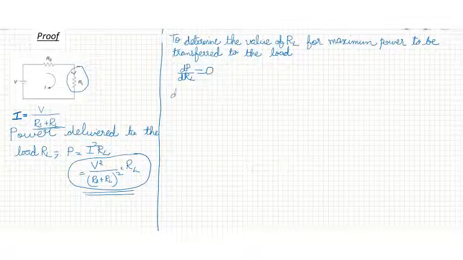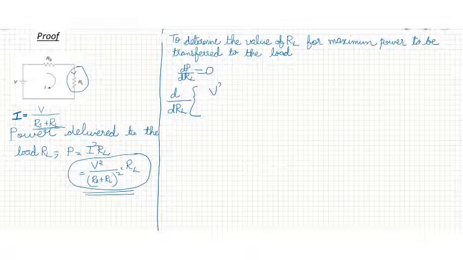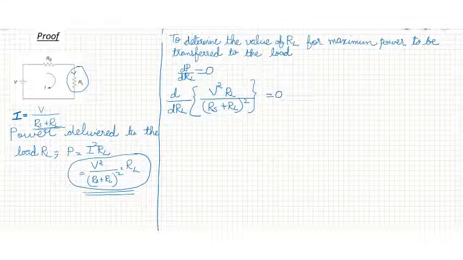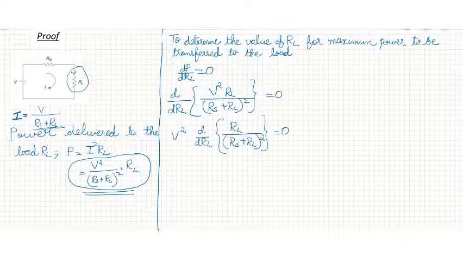That means d by dRL of P, substituting the value for P. P is V square RL divided by (Rs plus RL) square, equal to 0. So V square into d by dRL of RL by (Rs plus RL) the whole square is equal to 0.